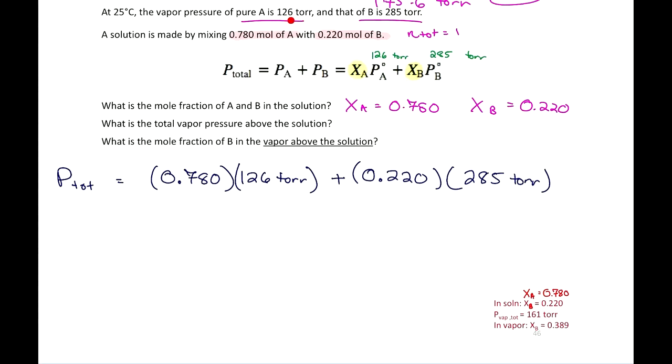126, why? Because there's more A. And so, kind of like with weighted averages, since there's more A, the A component, that total pressure is going to be closer to A. All right, so I'm going to do this the same way.